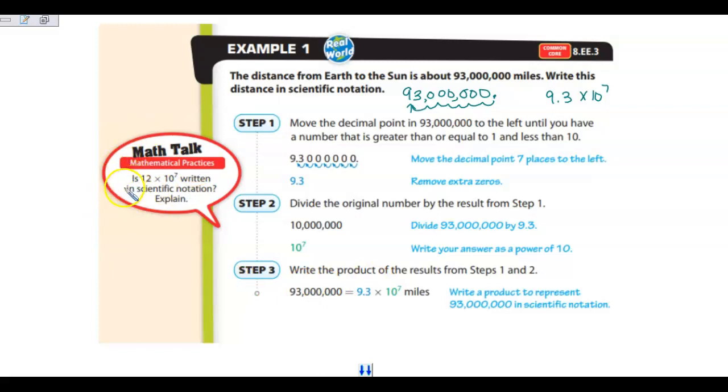This math talk has a good question we're going to work with. Is 12 times 10 to the 7th power written in scientific notation? So does this fit the rules? Is this number between 1 and 9? No, it's greater than 9, isn't it? So that means that no, it is not written in scientific notation because 12 is greater than 9. If we were to write it in scientific notation, we would have to move that decimal between what two numbers? Between the 1 and the 2. Okay?